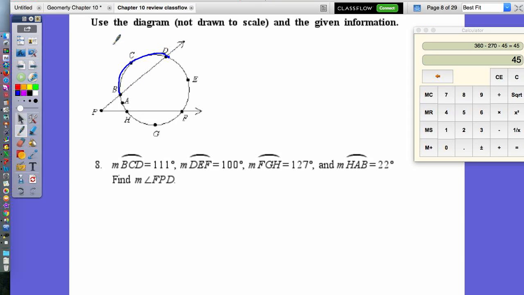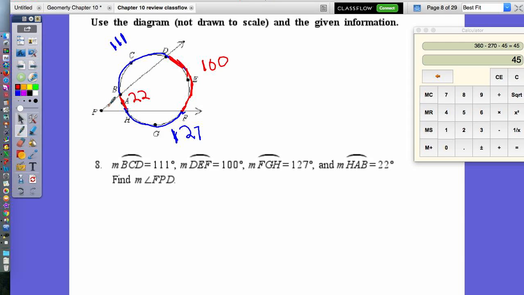Next problem, diagrams not drawn to scale. BCD is 111. DEF is 100. FGH is 127, and HAB is 22.